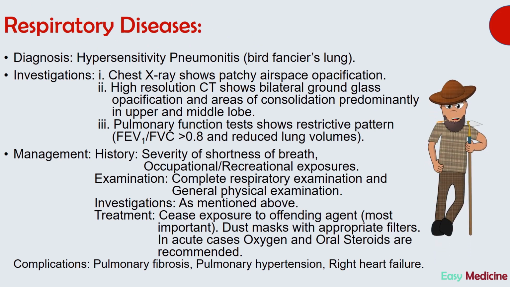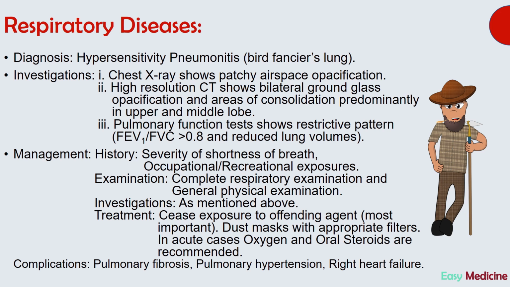The next question asked about investigations with expected findings. So, investigations are chest X-ray, which will show patchy airspace opacification, and high-resolution CT scan, which will show bilateral ground glass opacification and areas of consolidation predominantly in upper and middle lobes. As we discussed, this disease mostly affects upper lung fields. The third investigation which you can do is spirometry or pulmonary function tests, which will show a restrictive pattern, given by FEV1 over FVC ratio of more than 0.8 and reduced lung volumes.